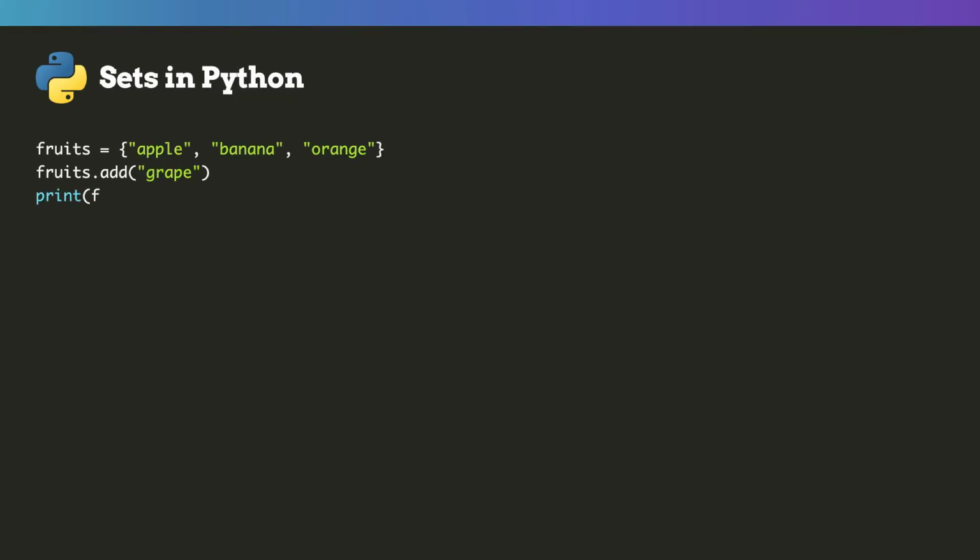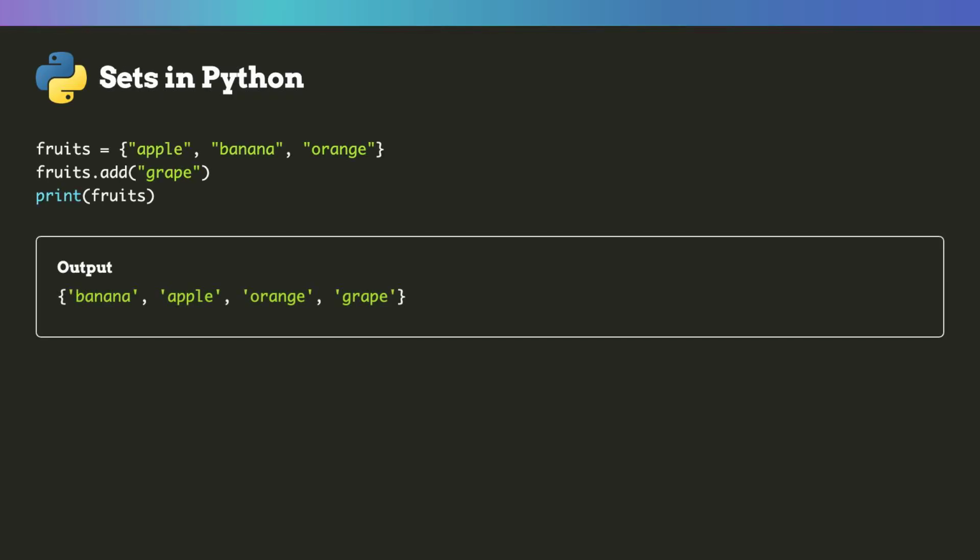Now let's add grape using the add method. The add method adds a single element to the set, and because sets only store unique elements, nothing happens if we add grape to the set again.